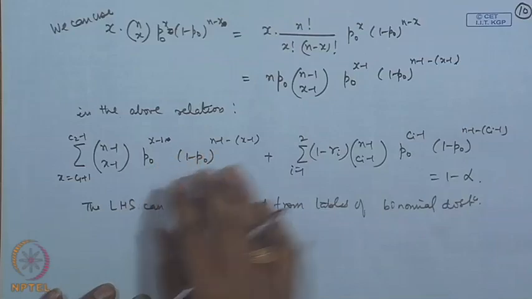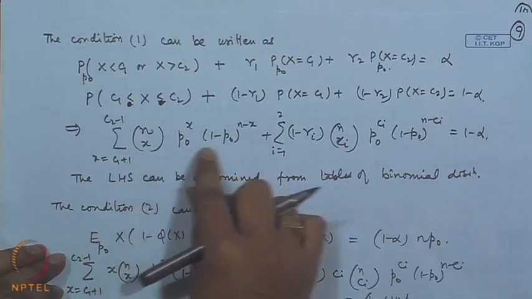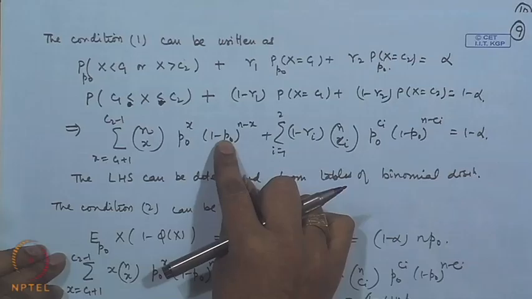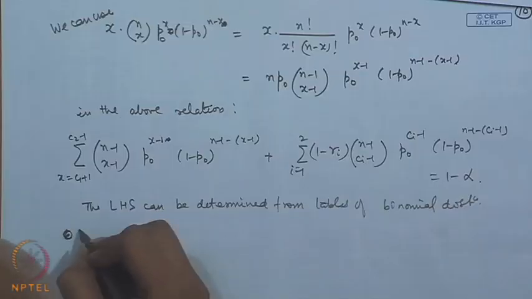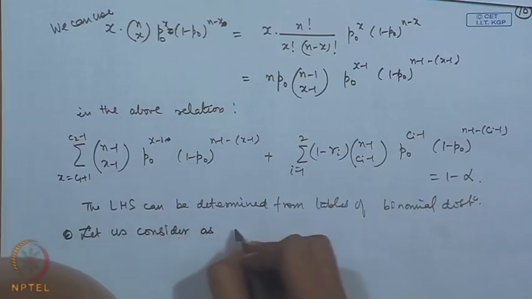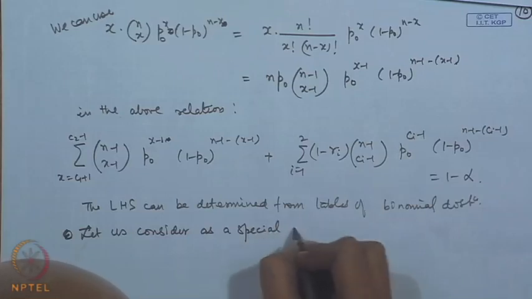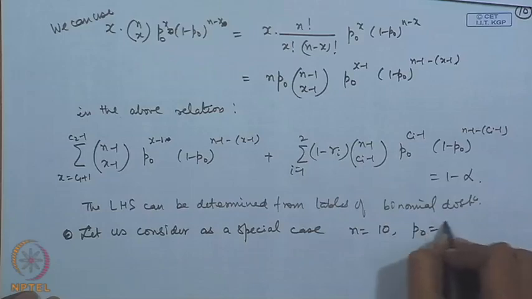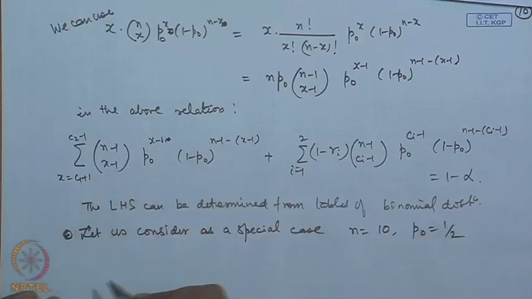So, for example, suppose I say p naught is equal to half. If I take p naught equal to half, then these conditions become extremely simple. Let me just show you here. If I take p naught equal to half, then this is becoming simply half to the power n. Okay. Let me just demonstrate. Let us consider as a special case, say n is equal to some value, say 10, and p naught is equal to half. Then what is it reducing to?